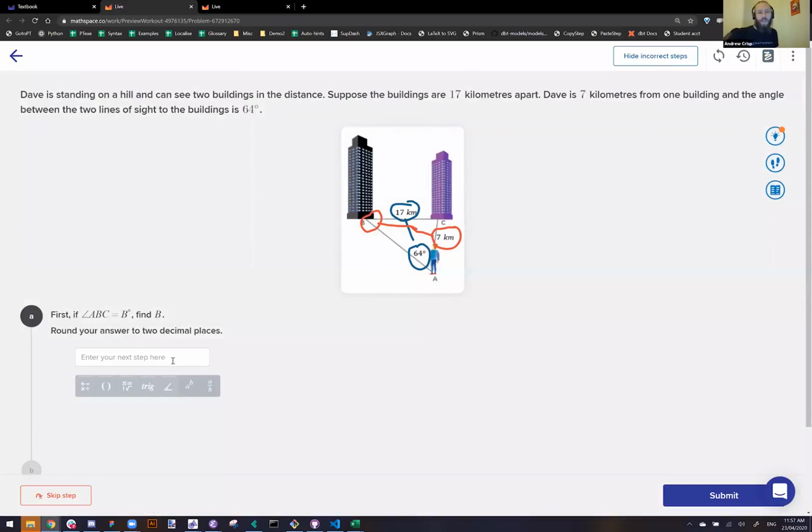Okay. So let's write the equation up first. Because I am looking at finding this angle called B, I'm going to put sine of B on the top and the matching side on the bottom. And that equals sine of 64 divided by the matching side.